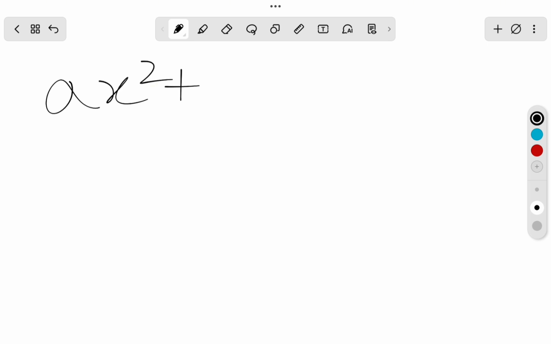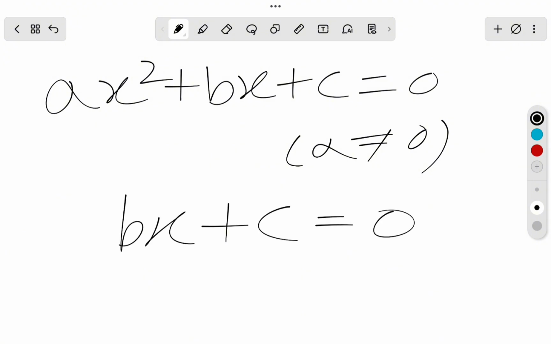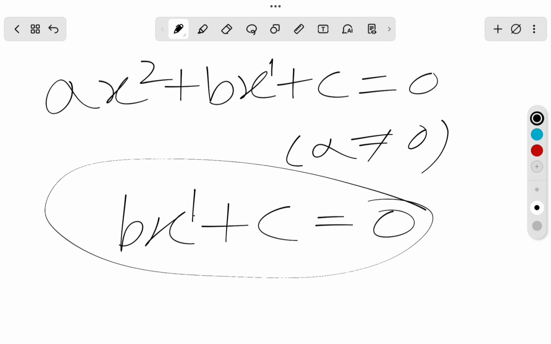ax square plus bx plus c is equal to 0, where a is not equal to 0, is the general form of a quadratic equation. Now you can ask me why a is not equal to 0. Because if a is equal to 0, then the equation becomes bx plus c is equal to 0. Then it becomes a linear equation because the degree of this equation is just 1, but the degree of a quadratic equation is 2.